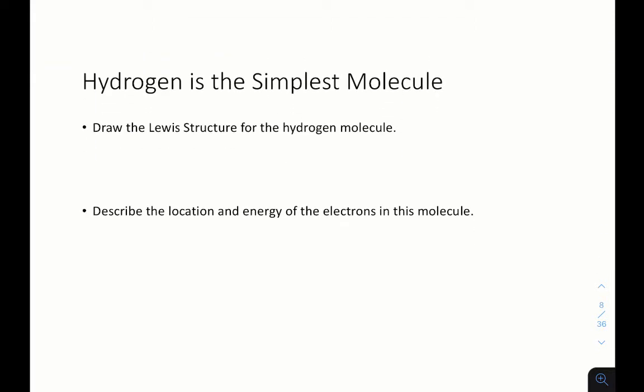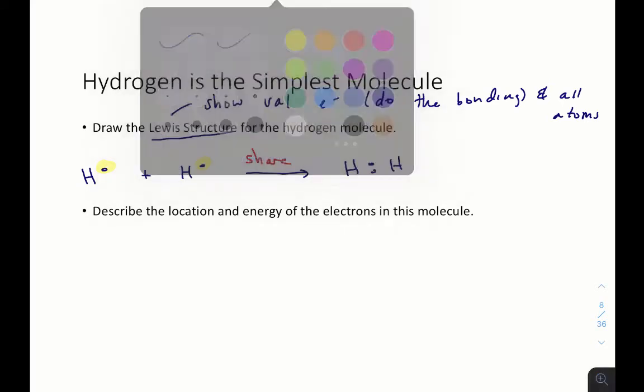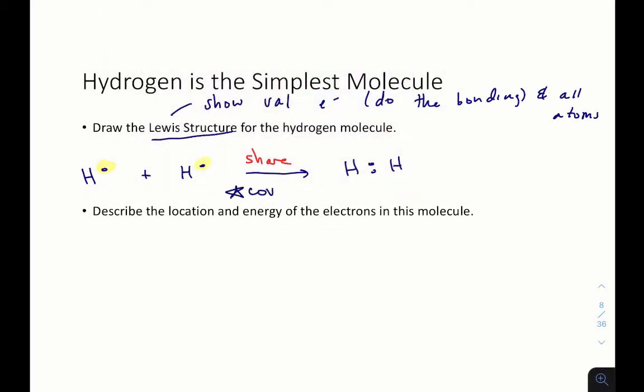Let's draw the Lewis structure for the hydrogen molecule. Well, Lewis structures will show all valence electrons in all atoms. And we show the valence electrons because those are doing the bonding. The hydrogen molecule is made when 2 hydrogen atoms come together and share electrons. That is what covalent bonding is all about, right? Sharing electrons in between the 2 atoms. Whereas ionic bonding involves the transfer of electrons. Covalent bonding involves the sharing of electrons.